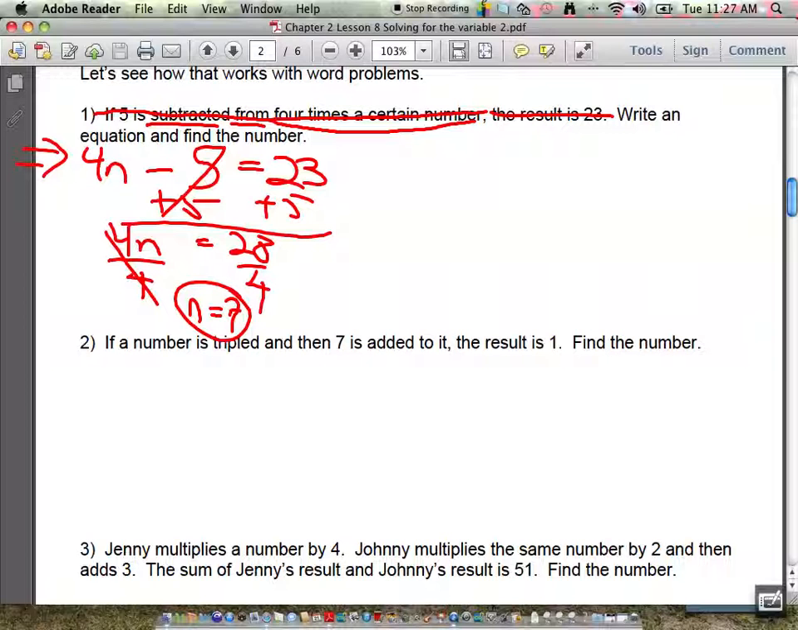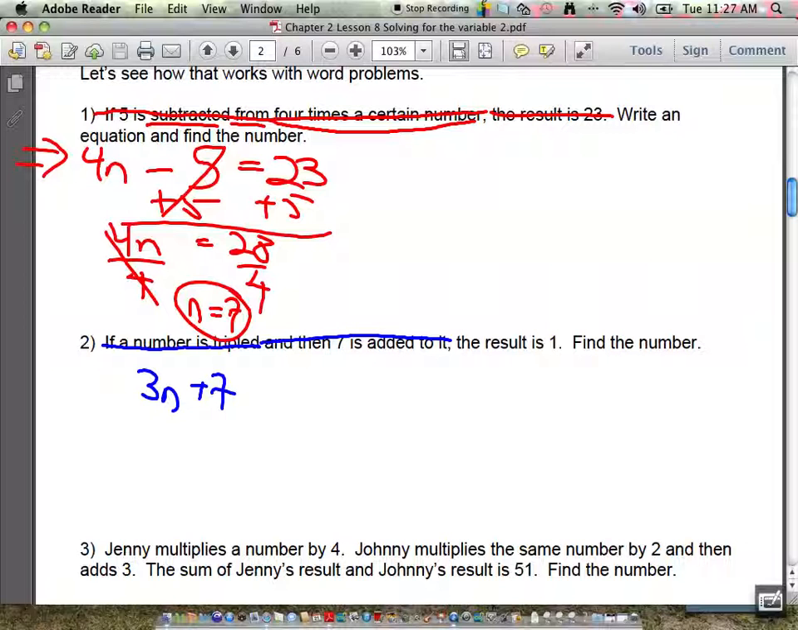Okay? I know we're going kind of quick here. I got to do a better job of this tomorrow. If a number is tripled and then 7 is added to it, the result is 1. Okay, how would I write a number is tripled? A number to the power of 3. No, that's cubed. Tripled means times 3. So 3n, here's my number tripled, and then 7 is added to it. How do I add 7 to it? Plus 7, good. Cross that out too.